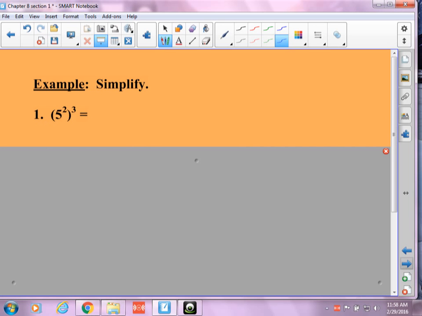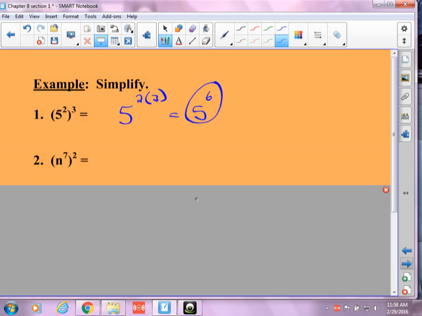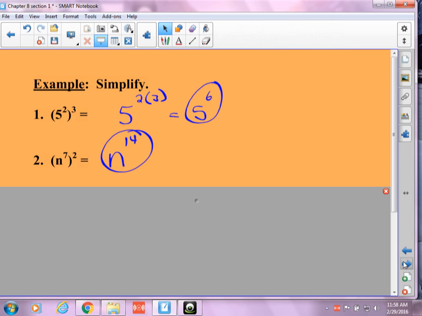Anytime we had a power to a power, or 2 exponents up to the right together, we multiplied them. So it was 5, and then it was 2 times 3, which ends up being 5 to the 6th. And if I did this one, this would be n to the 14. So that's all reviewed from the other day.